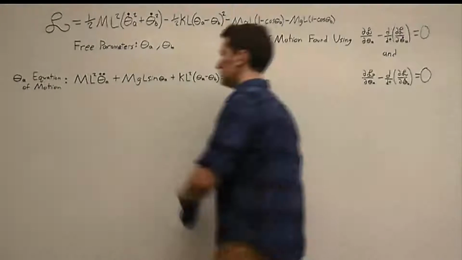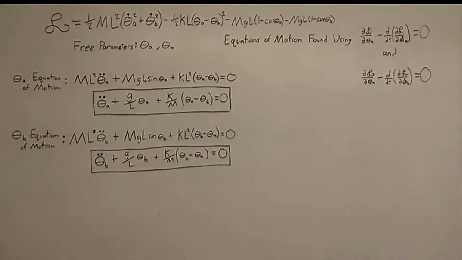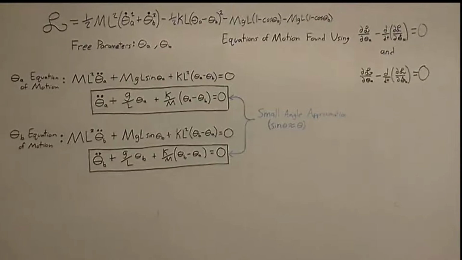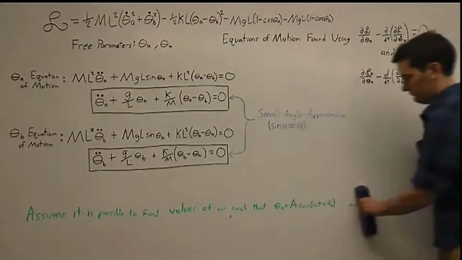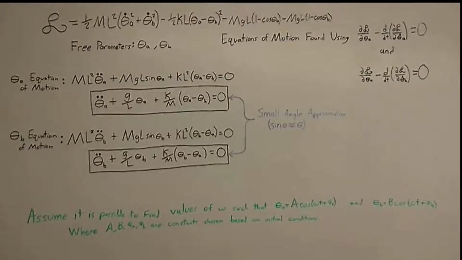Written out, we see that they are very similar, but that they can be simplified by using a small angle approximation, or in other words, where the sine of theta is approximately equal to theta. Since we are dealing with harmonic oscillators, we will assume that it's possible to find values of omega such that theta of A is equal to A cosine omega t plus phi of A, and theta of B is equal to B cosine omega t plus phi of B, where A, B, phi of A, and phi of B are constants chosen based on initial conditions.